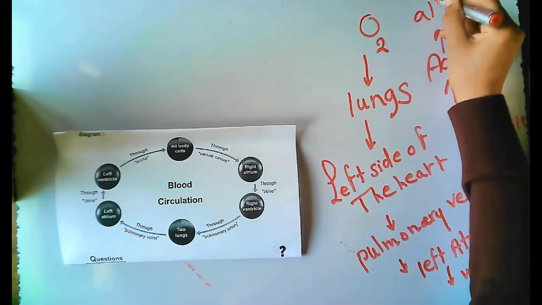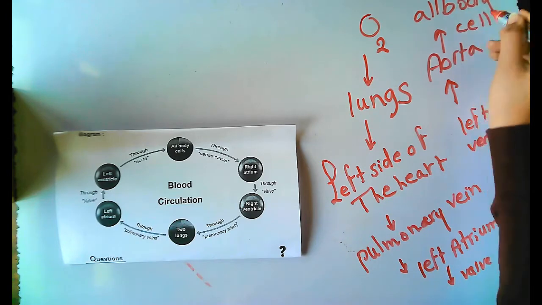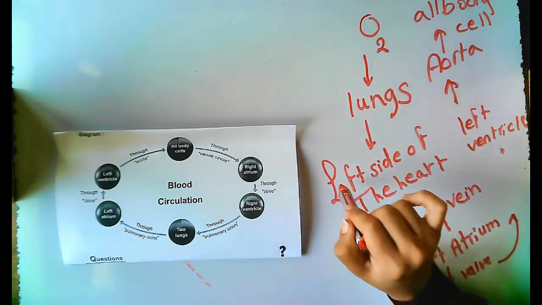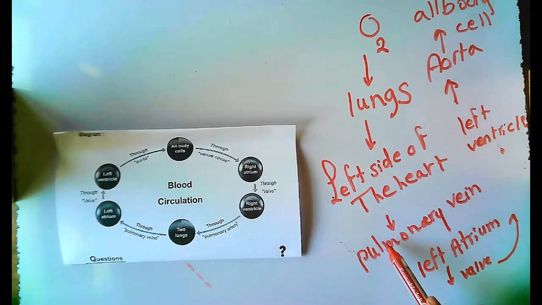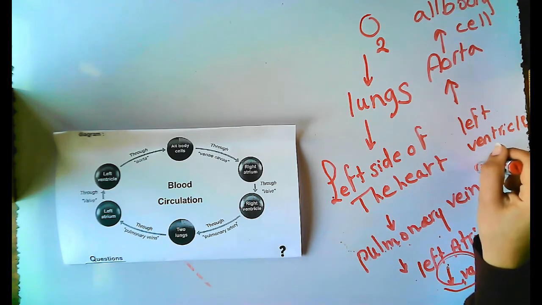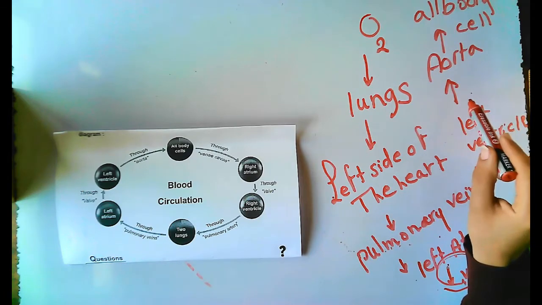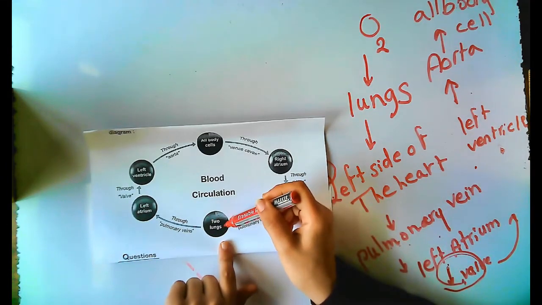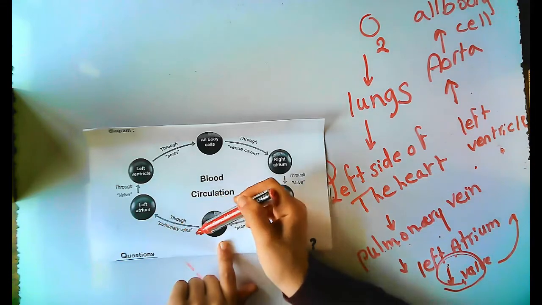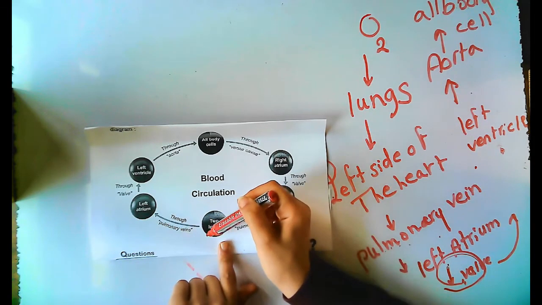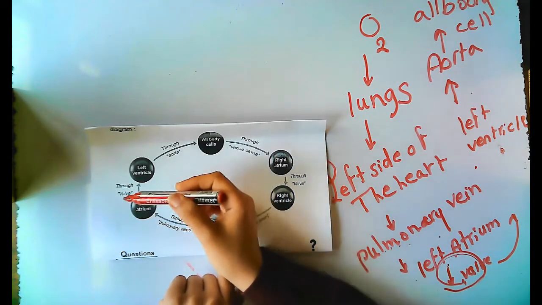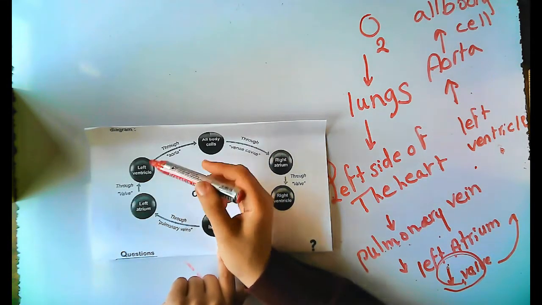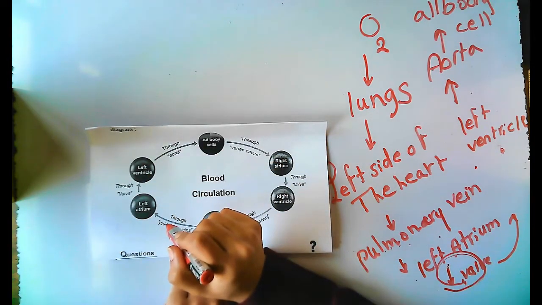Again, the oxygen will enter the lungs, then enter the heart, to the left side of the heart, the first part of which is the pulmonary vein, then the left atrium, then the valve, left ventricle, aorta, and all body cells.